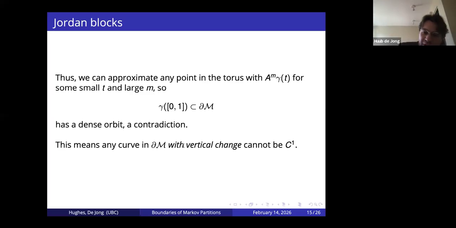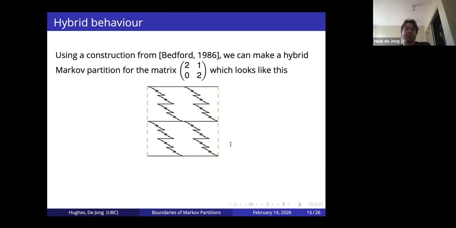This point about vertical change is crucial to this argument, right? So what we've shown is that any curve in the boundary that has a vertical change cannot be C1. And actually, that's as much as we can say because in this case, there's a construction due to Bedford, which explicitly uses fractal techniques, which allows us to make a Markov partition for any expanding endomorphism.